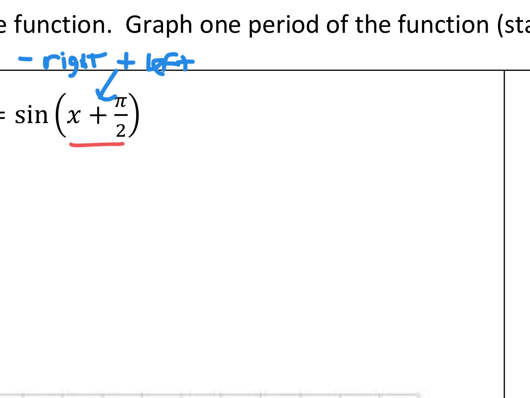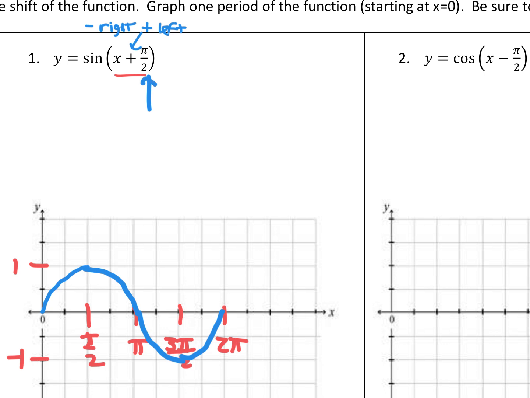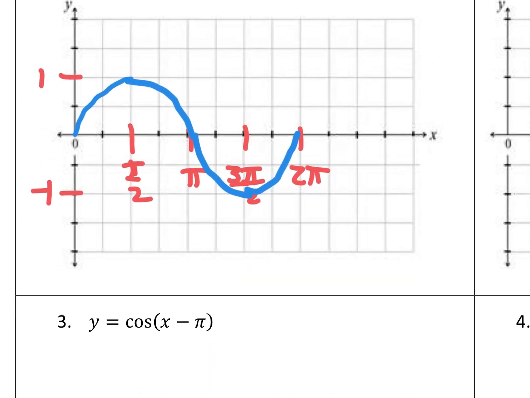So these phase shifts, it matters which way you shift it, right or left. In this case, we're going to shift it to the left because it's a plus. And just like last time, you can't just make up how far pi over 2 is. We know how far pi over 2 is. It's that far. That's how far pi over 2 is because it says pi over 2 right there. So that's how far you need to shift it.